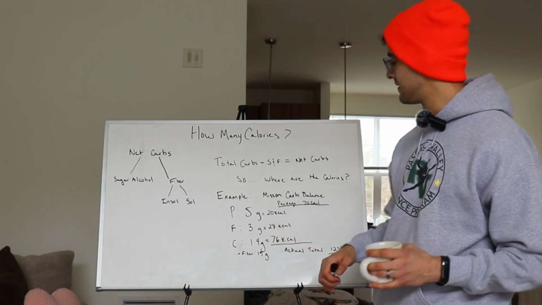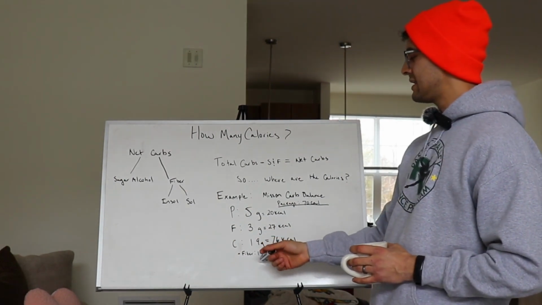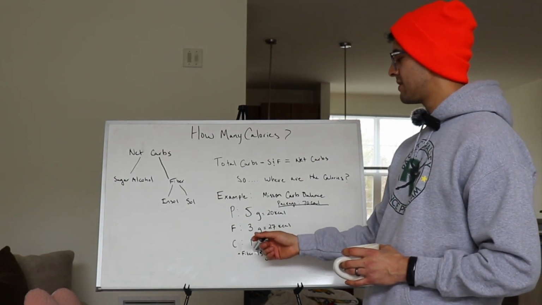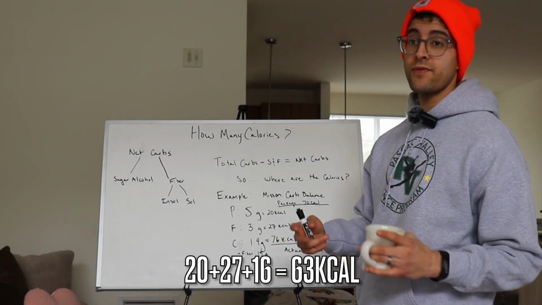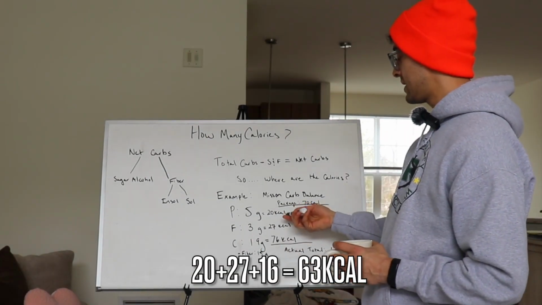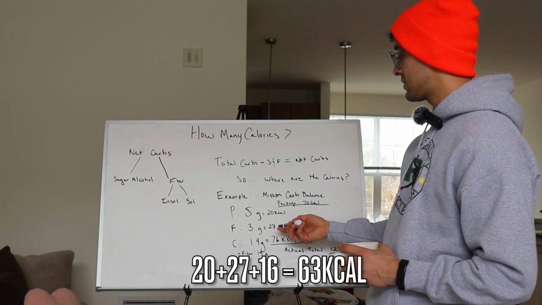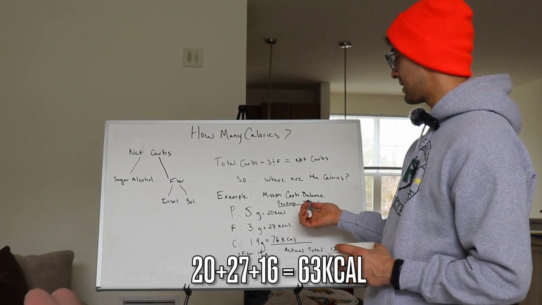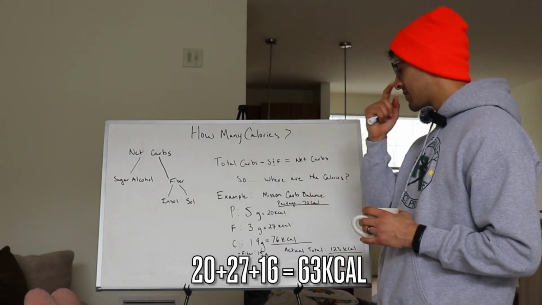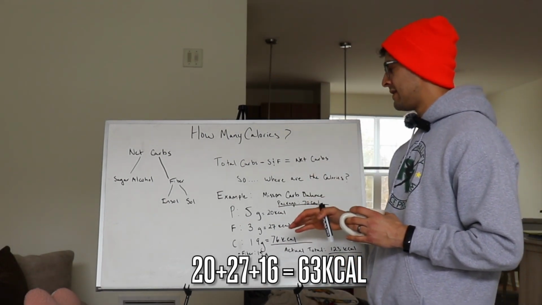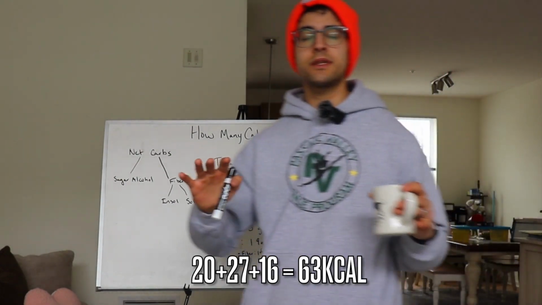So what they actually did is they subtracted the fiber, so you would be left with 4 grams of carbohydrates. Multiplying that times 4 gives you 16. Well, 20 plus 27 plus 16, that's going to give you your 70 calories right there, give or take. So we have to keep that in the back of our mind, that the calories do not disappear. They're still there.